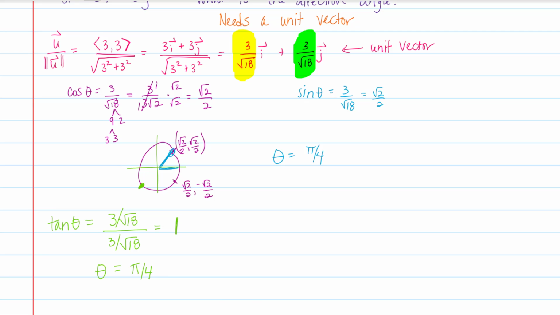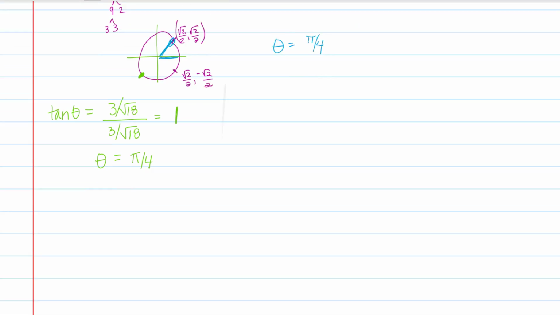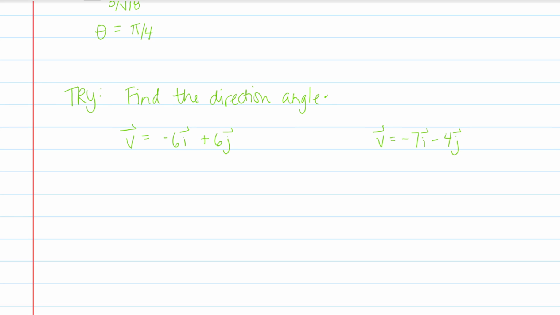Okay, I'm going to give you a couple to try. Let's see if you can find the direction angle for a couple of vectors. So I'm going to put these on. You're going to pause the video. You're going to go do your work, and then you're going to come back and check your answers. Try those two. Find your direction angles, and then come back here to check your work and get some final instructions.